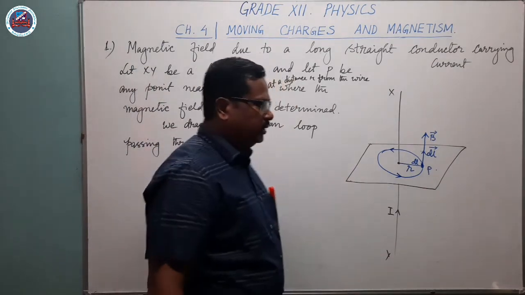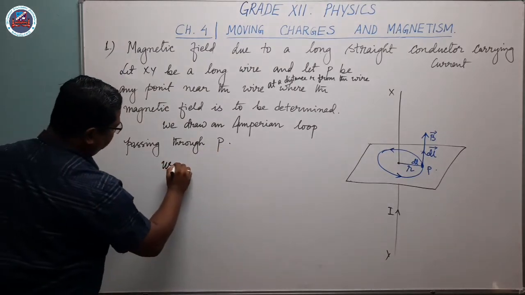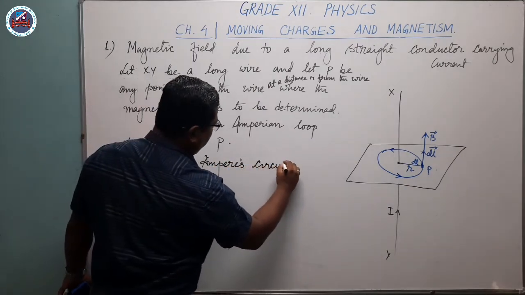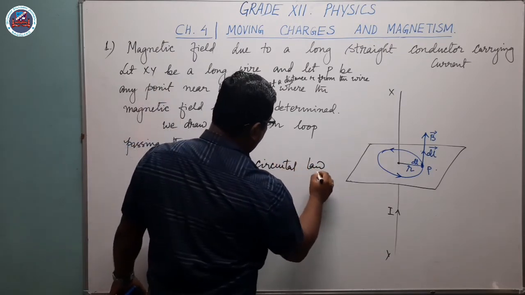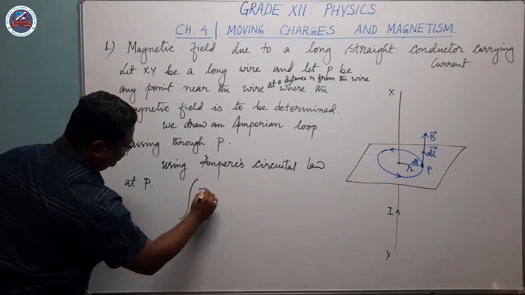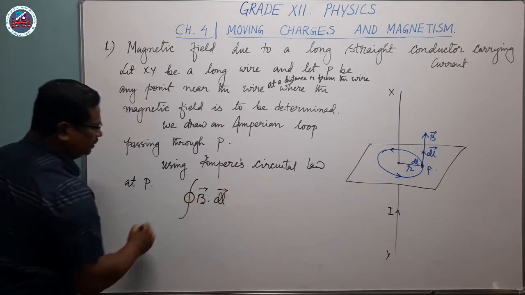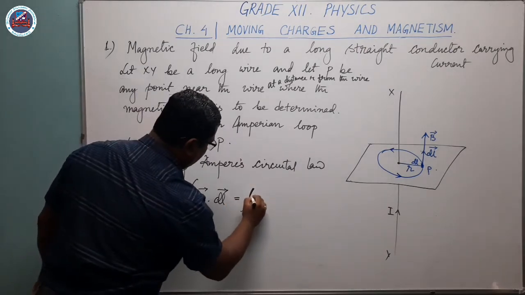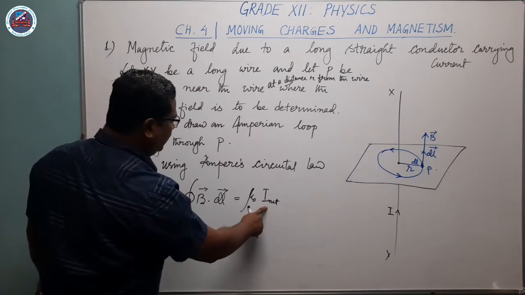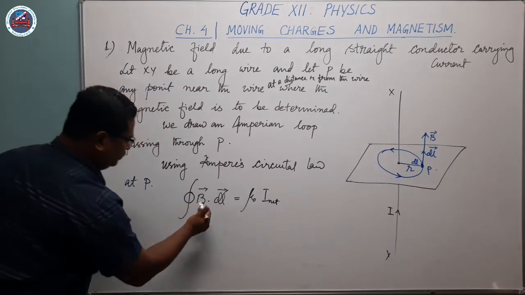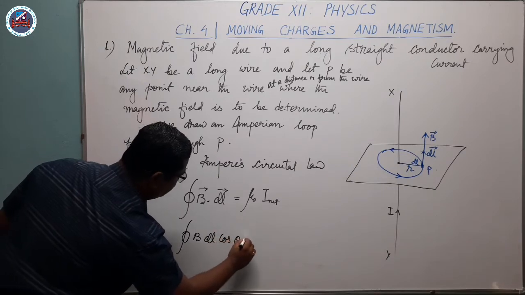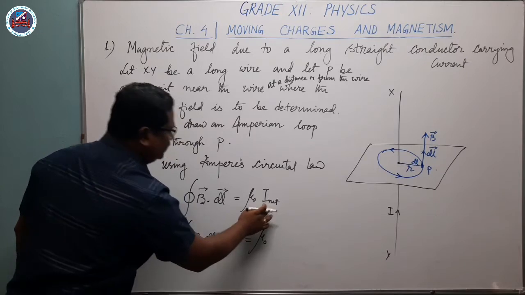Then we will use Ampere's circuital law at P. The line integral of the magnetic field around a closed path is equal to mu naught times the net current threading the circuit or enclosed by the curve. So B dot dl, if you operate the dot product, gives B dl cos theta, which is equal to mu naught times the net current.